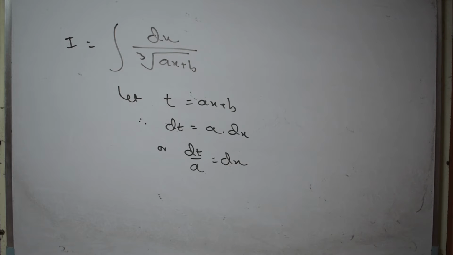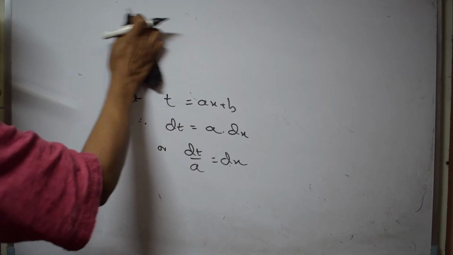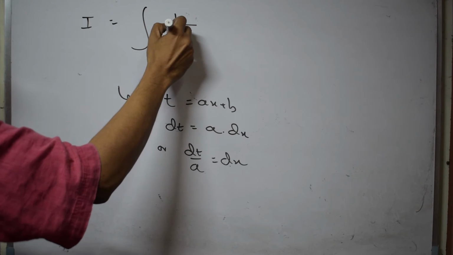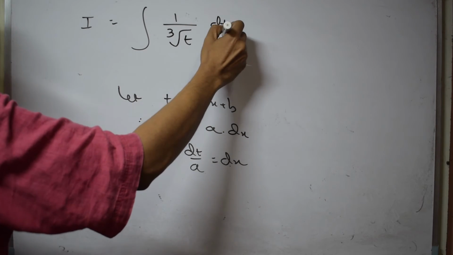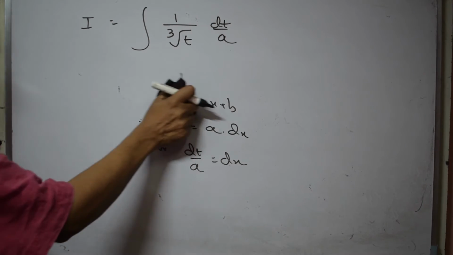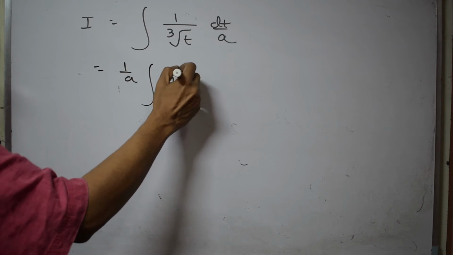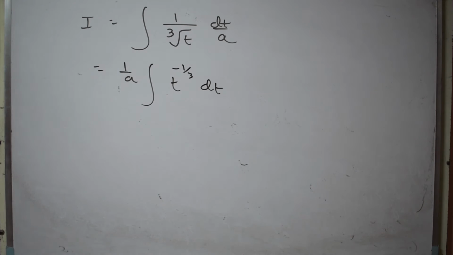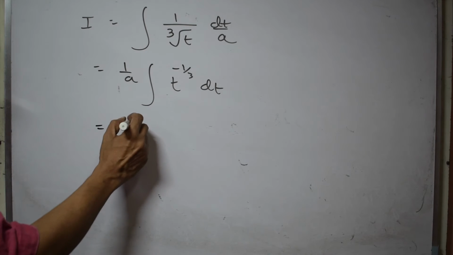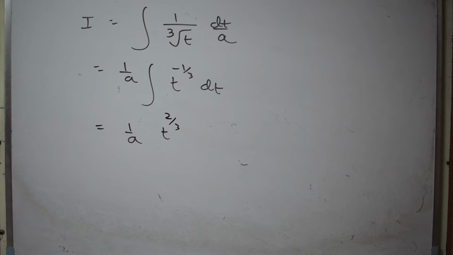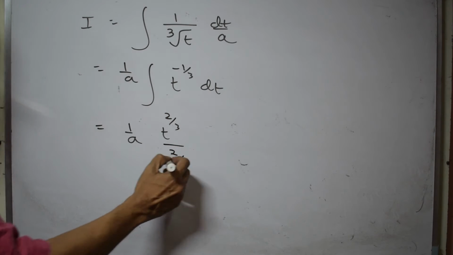If I come back to the problem, what we are finding is that the expression is becoming I is equal to 1 by cube root of t, dt by a instead of dx. Now this 1 by a is a constant, we will take it outside. Integration of t to the power minus 1/3 dt. So we are now clearly getting the expression to integrate, and the integration of this one will be 1 by a, t to the power 2/3, because minus 1/3 plus 1, divided by 2/3.